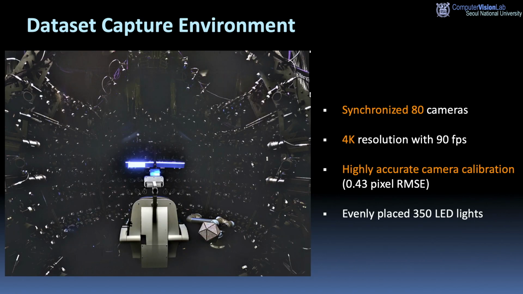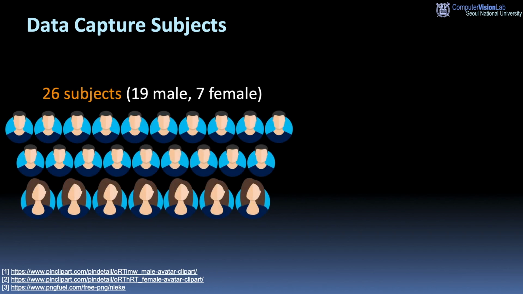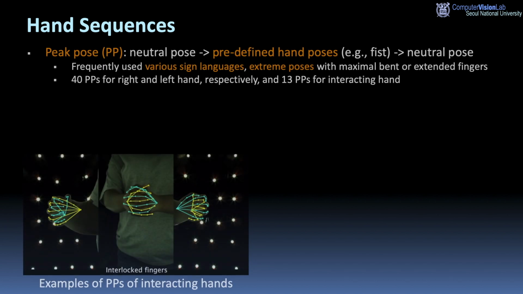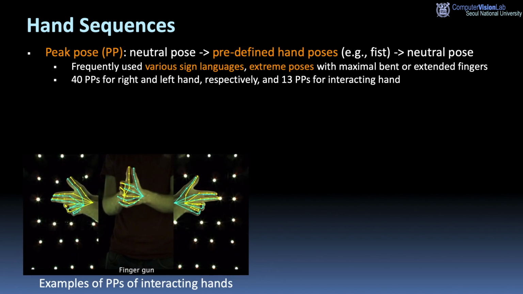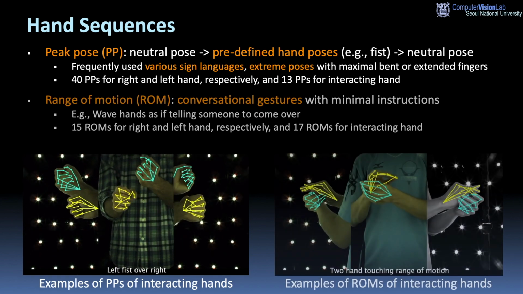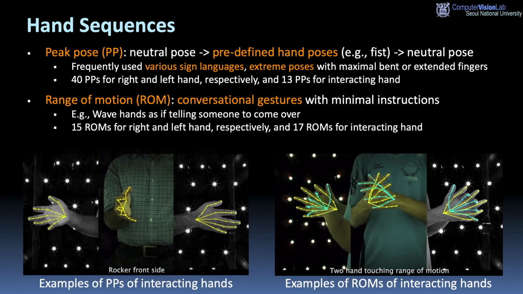To capture data, we constructed a Multi-View Studio with 80 synchronized cameras in 4K resolution at 90 frames per second. We captured 26 objects, and for each sequence, the left and right hand of a single person is captured. There are two types of hand sequences. The first one is peak pose, which is a transition from neutral pose to predefined hand poses and a transition back to neutral pose. The second one is range of motion, which includes conversational gestures with minimal instructions.